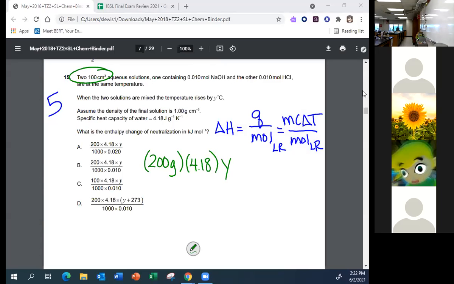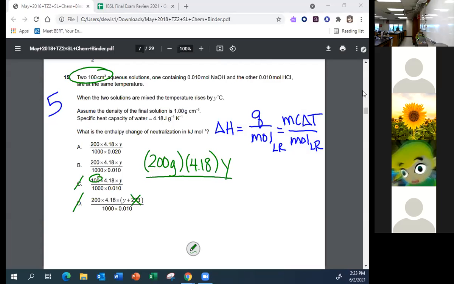Okay, now, how do these look? That one looks wrong, okay? That one's mass is wrong, right? And this one is wrong because when you do delta T, you do not add 273. All right, a change in Kelvin is equal to a change in Celsius. Okay, so that's my numerator.